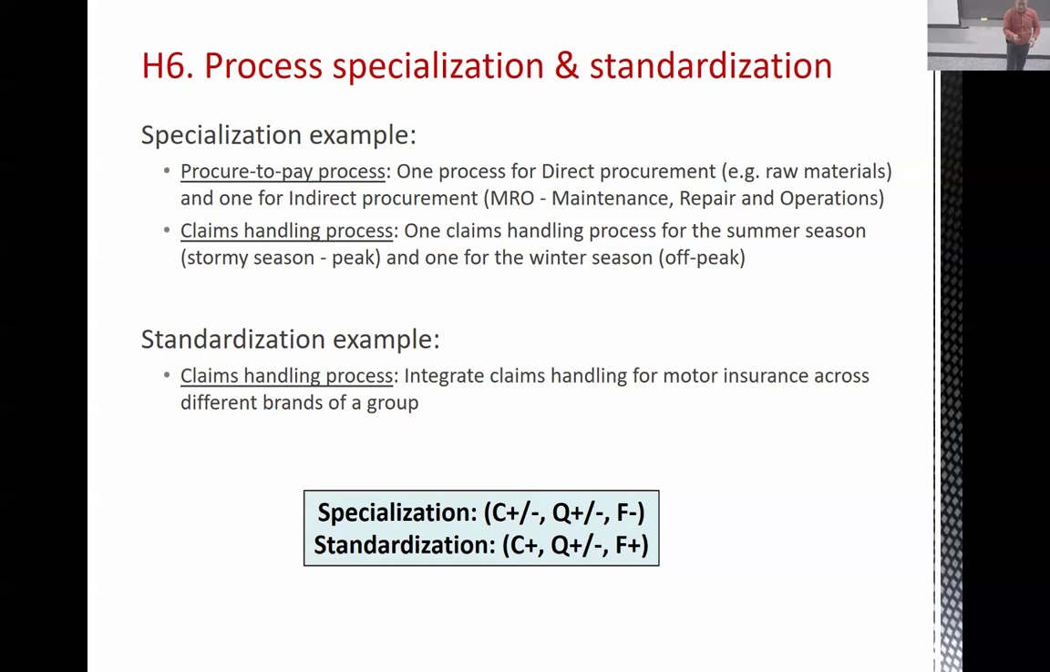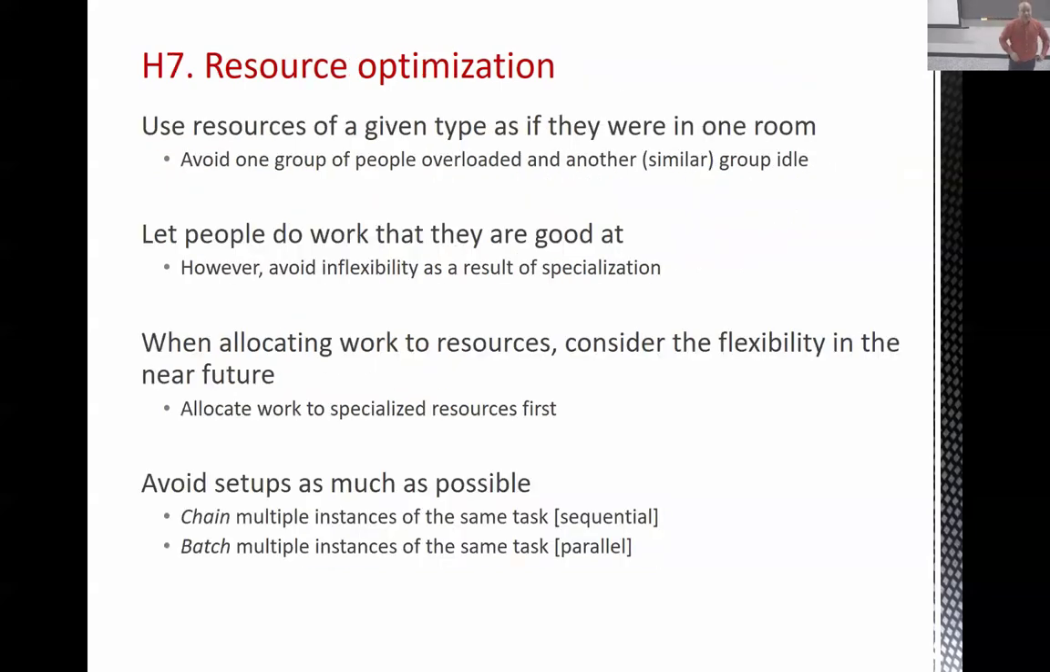All right. The seventh heuristic is called resource optimization. It's actually not one heuristic, but several recommendations on how you should arrange the human resources of your process. The first thing, and this is very relevant in your homework, homework number three, is if there are multiple people doing the same types of tasks in different geographic regions, in different places, try to treat them as if they were sitting in the same room.